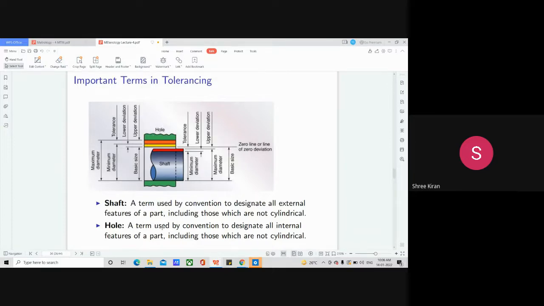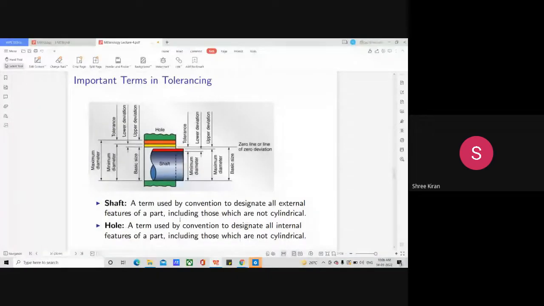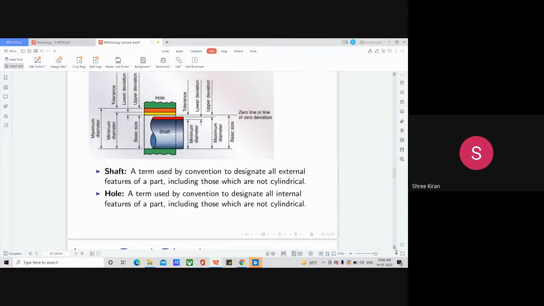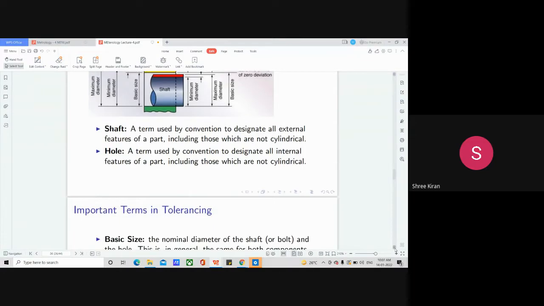What is a hole? A term used by convention to designate all internal features of a part, including those which are not cylindrical. The first one is a shaft, and an internal feature of a part is named a hole. In both cases it need not be cylindrical, but here we are just giving a cylindrical representation. I hope you have understood the shaft and the hole in tolerancing. That's why I told you to draw the figure. Then comes the basic size.